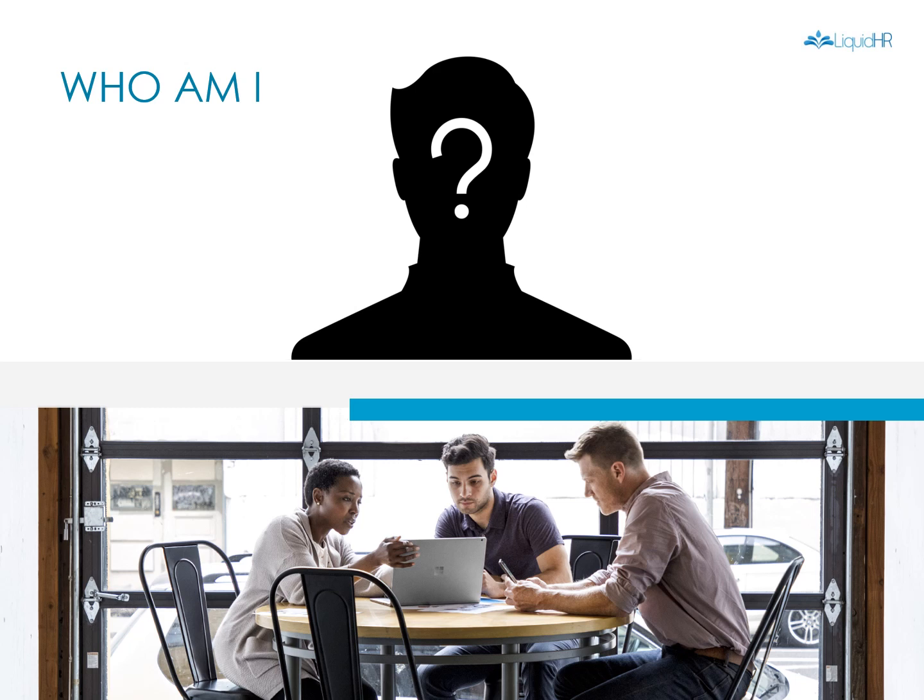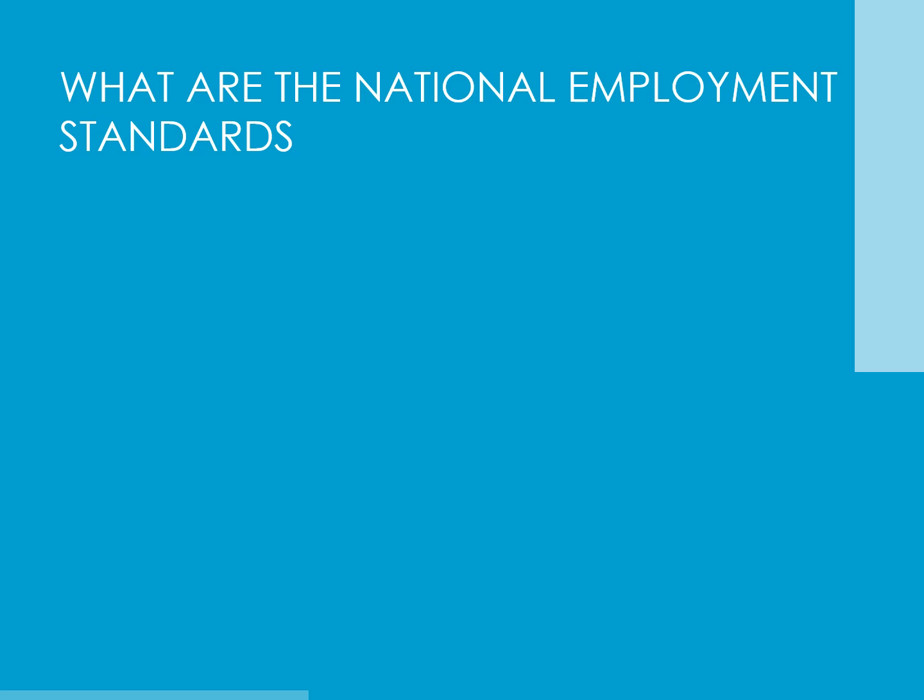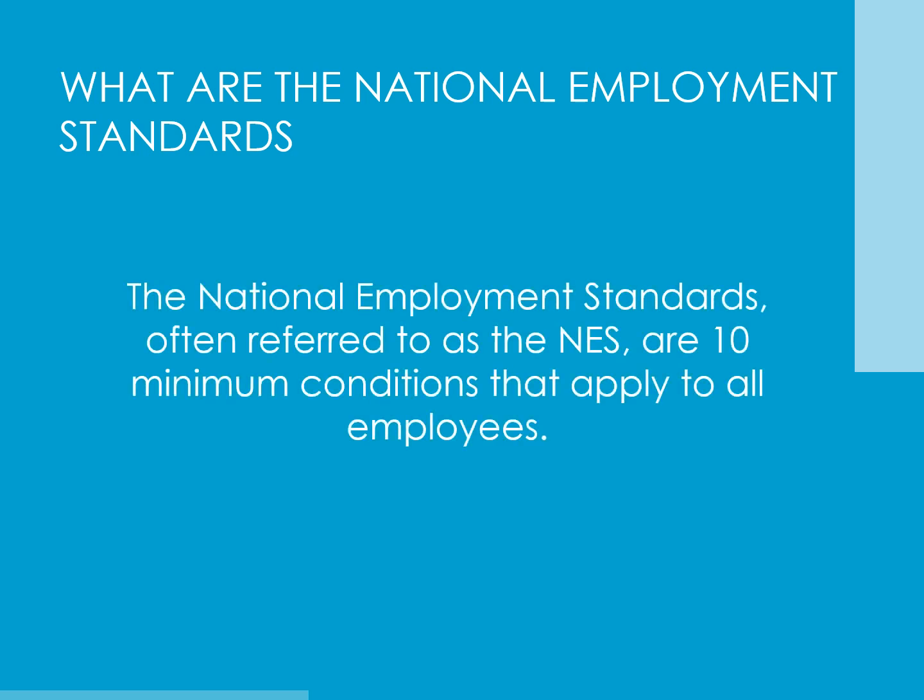So what are the National Employment Standards? They are 10 minimum conditions of employment that apply to all employees. They're really there as a safety net to protect employees and make sure that they're getting their minimum requirements.